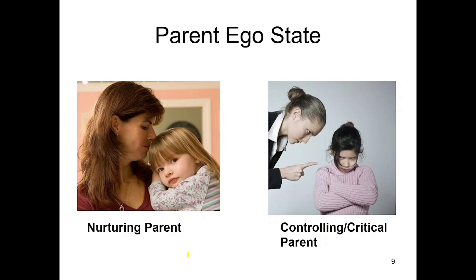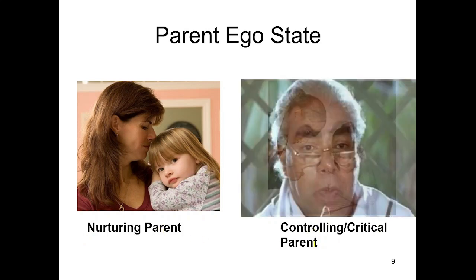Like that, we can see two types of parent ego state: the nurturing parent, who is a very caring parent, and the other one, the critical parent. In Kerala, we are very familiar with the role played by Tilakan in Spadigam, that is Chakomash. He is a typical example of a critical parent. So the parent is also divided into two: nurturing parent and critical parent.